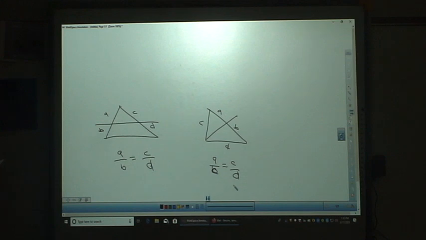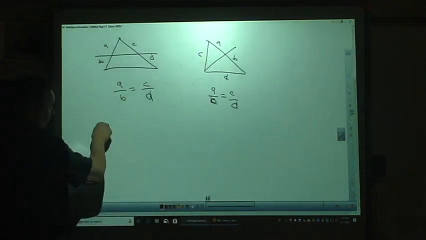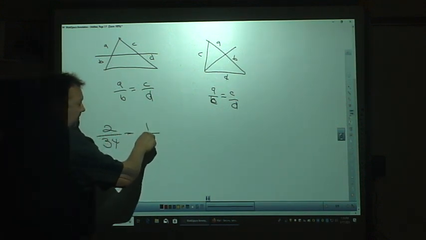For number 1 in lesson 7.1, 8 inches to 1 foot would be 8 to 12, because you have to change it to inches, which you'll get 2 to 3. For number 2, you've got 2 ounces compared to 2 pounds and 2 ounces. So change 2 pounds and 2 ounces to 34. So you would get 2 to 34 ounces, which will give you 1 to 17.